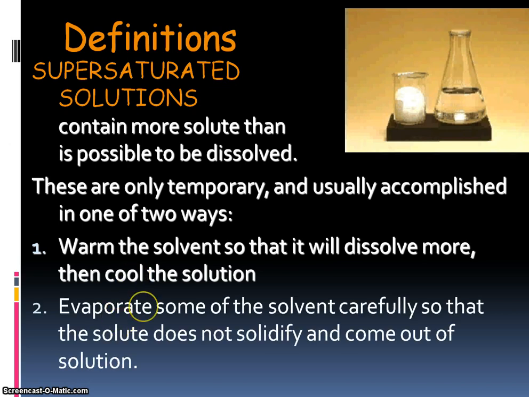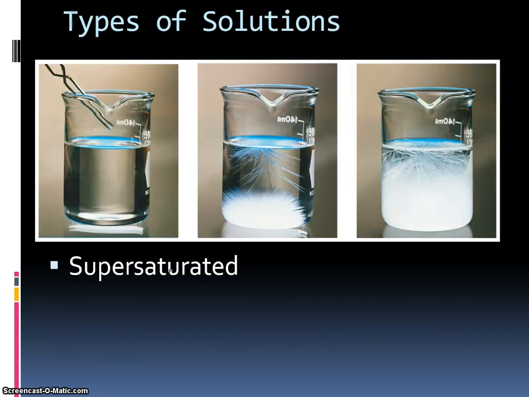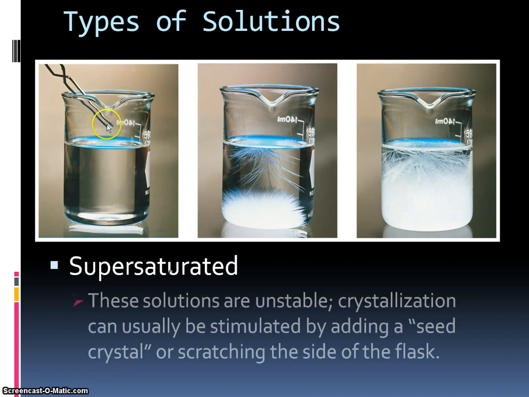You can also evaporate off some of the solvent, so the solute has more than it's supposed to at that temperature. This is a type of solution that's supersaturated. It'll look clear, but if you touch it or add a seed crystal, is what we call it, then it begins to solidify quickly.